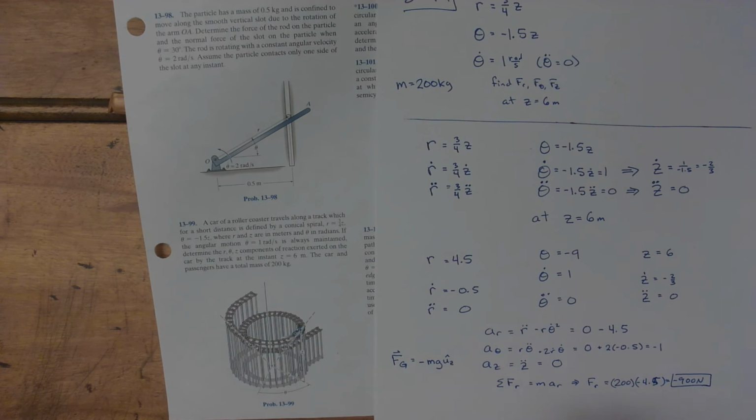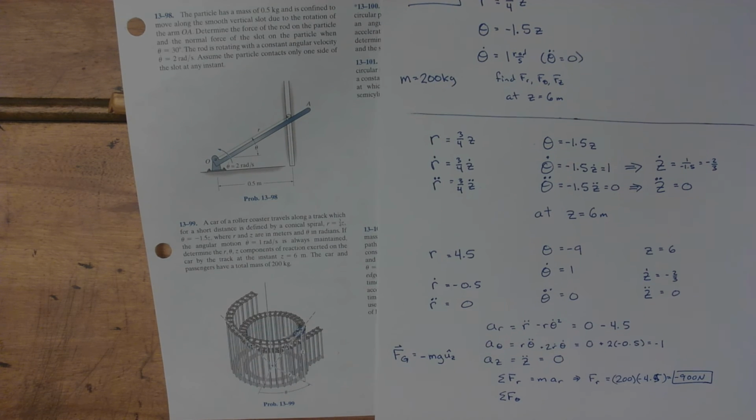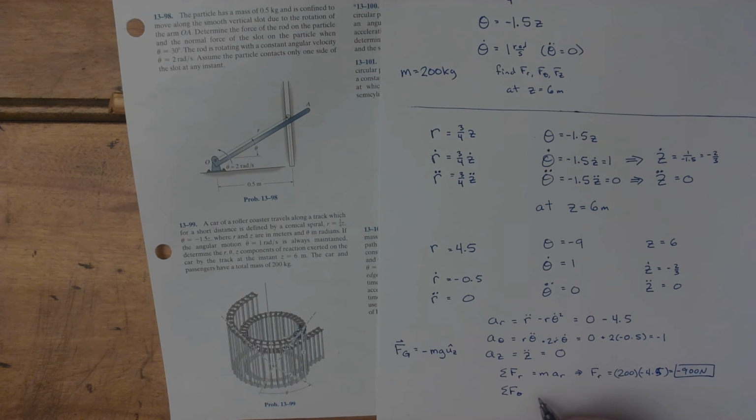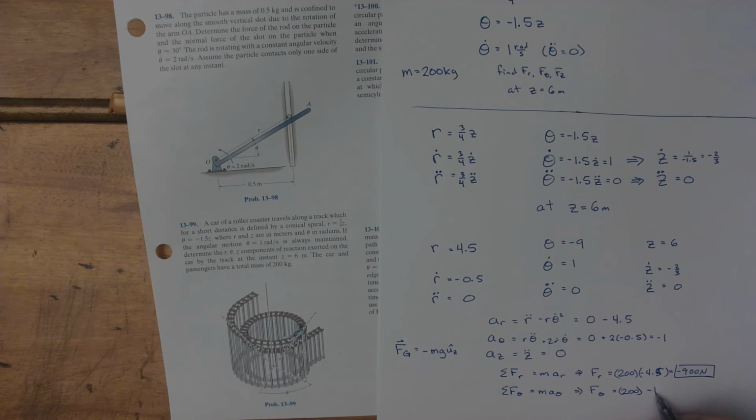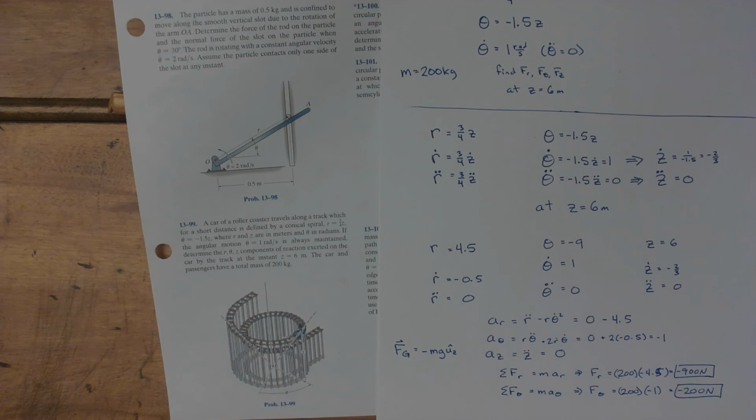And then in the transverse direction, again, I don't have to worry about the force of gravity since that's just pointing straight downwards. So this is equal to the mass times the transverse component of the acceleration. So the transverse component of the force that the track exerts on the roller coaster cart is the mass of 200 times this component of the acceleration, negative 1. So that's negative 200 newtons, where the negative sign means it's pointed in the negative transverse direction.